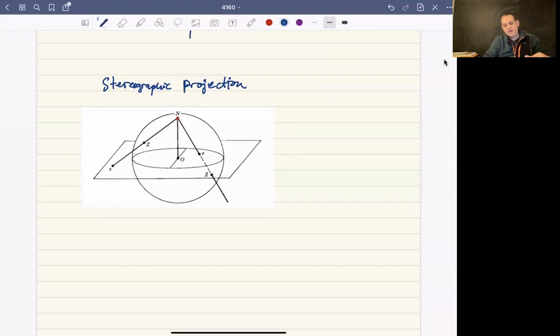You have a unique correspondence between the entire sphere minus the North Pole. So take the whole sphere minus the North Pole, and there's a bijection between that set and the XY plane. So there's a unique one-to-one correspondence there.